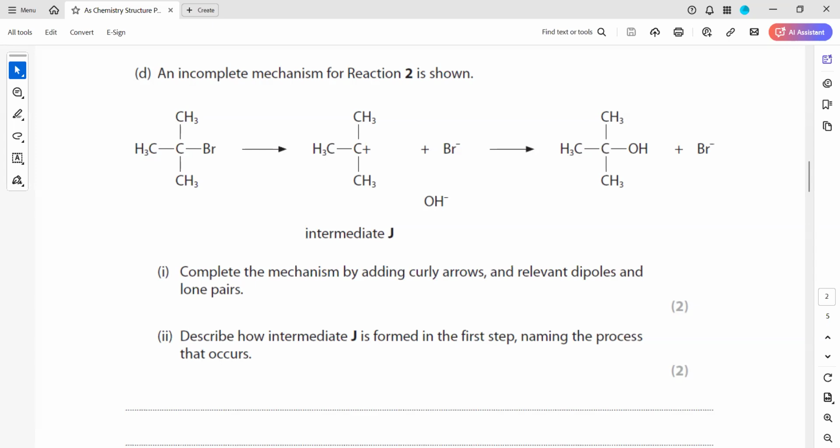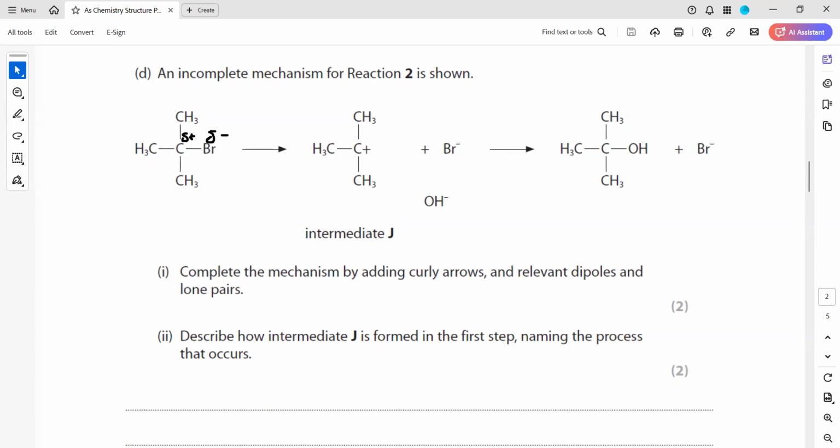So we have to show first a partial positive and a negative, because halogens are more electronegative. So this will have a partial negative and the carbon will have a partial positive. And then first, what will happen? This is a tertiary halogenoalkane. In a tertiary halogenoalkane, an SN1 reaction occurs.